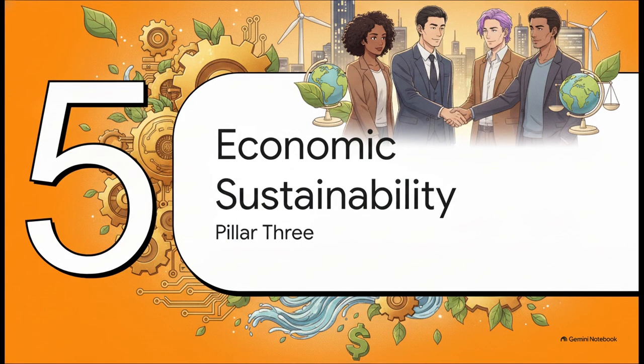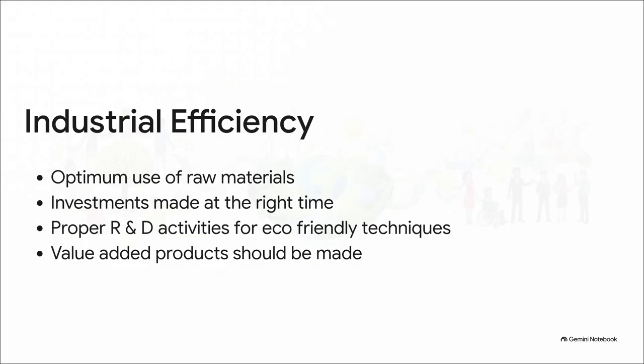All right, Section 5, Pillar 3, Economic Sustainability. How exactly must our financial and industrial systems adapt to support those first two pillars? Economic sustainability in industry requires some immense strategic discipline. It all starts with the optimum use of raw materials, and it requires making right-time investments for industrial expansion. We also really need to see industries creating value-added products right alongside their real products to maximize their output efficiency.